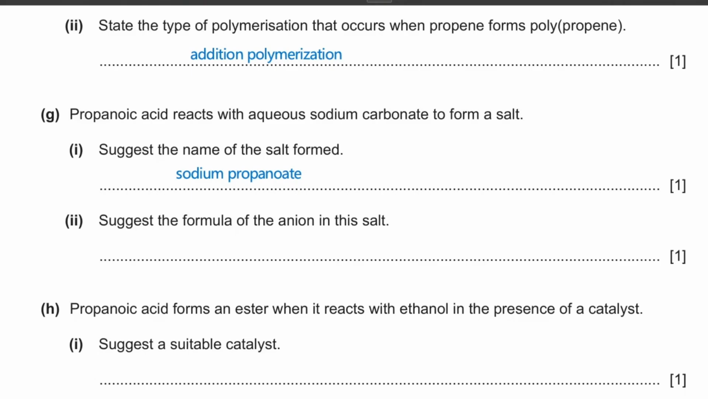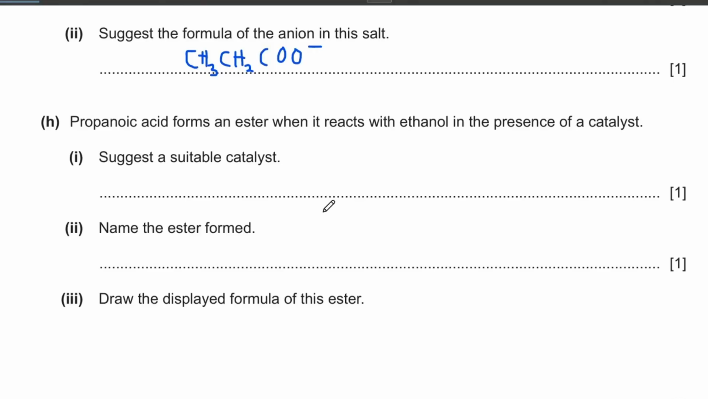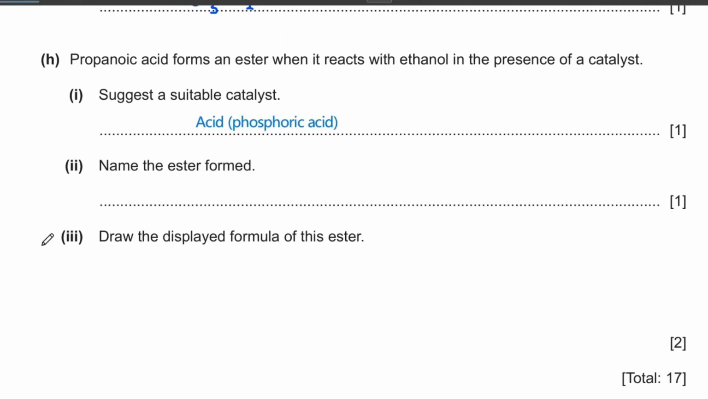So we're having sodium carbonate and propanoic acid. So the salt that will be formed is sodium propanoate. Now the formula of the anion in this salt. The anion is going to be the propanoate because sodium is a metal, so it's going to be the cation. So therefore, the formula is going to be, our propane is 3 carbon. So this is the formula of the anion in the salt. Next question. Propanoic acid forms an ester when it reacts with ethanol in the presence of a catalyst. Suggest a suitable catalyst. The suitable catalyst is going to be an acid, especially you can write phosphoric acid.